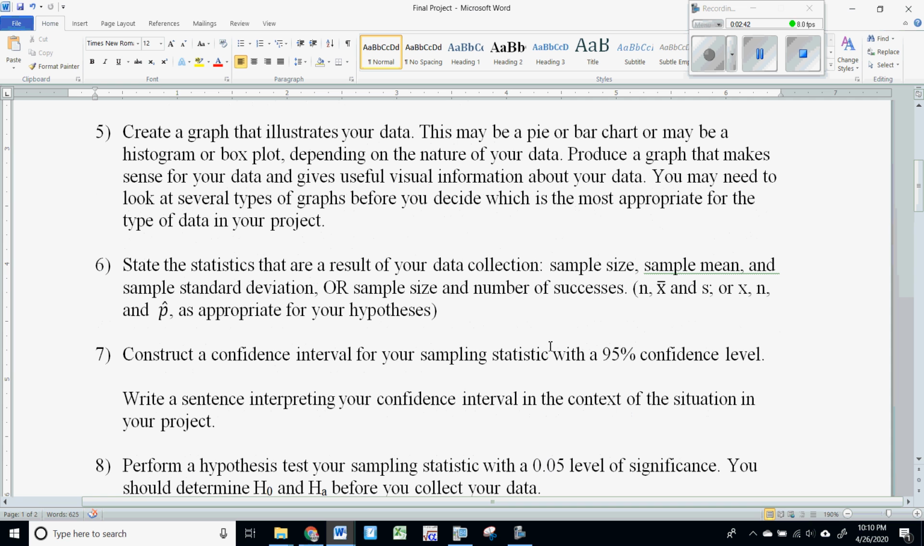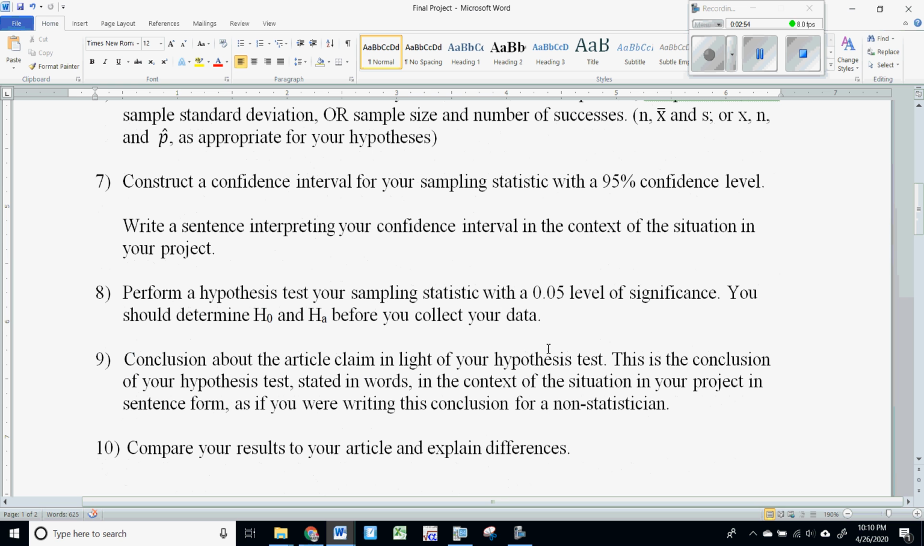Construct a confidence interval. Most of you did that last week. Write a sentence interpreting that confidence interval in the context of the situation in your project. So slide 7 is that. On slide 8, you want to do a hypothesis test at the 0.05 level of significance. Thinking back to hypothesis tests, some things you need to have on slide 8 are: what is your p-value? Do you reject or fail to reject? That is all that should be on slide 8.